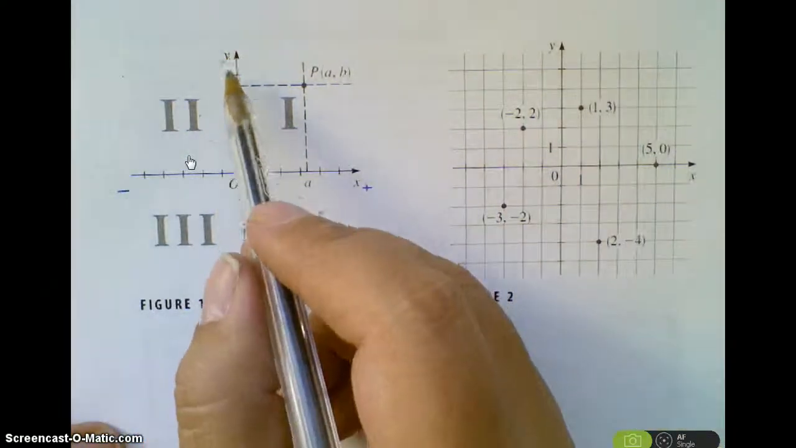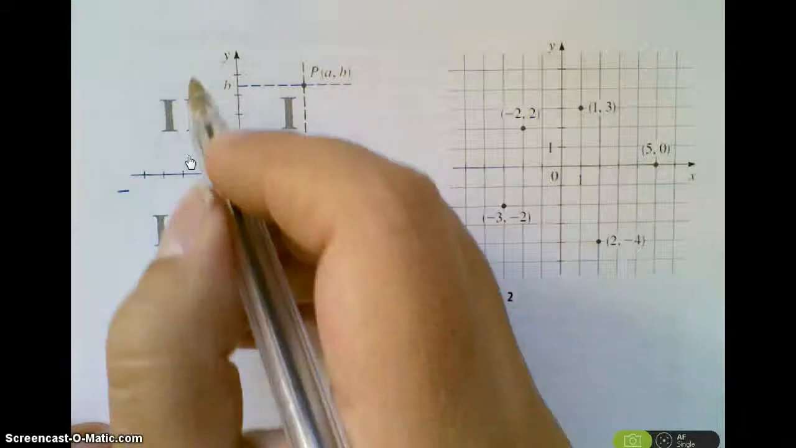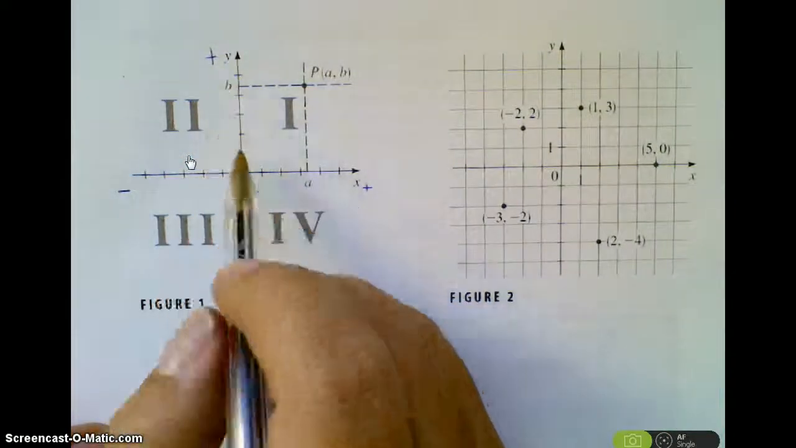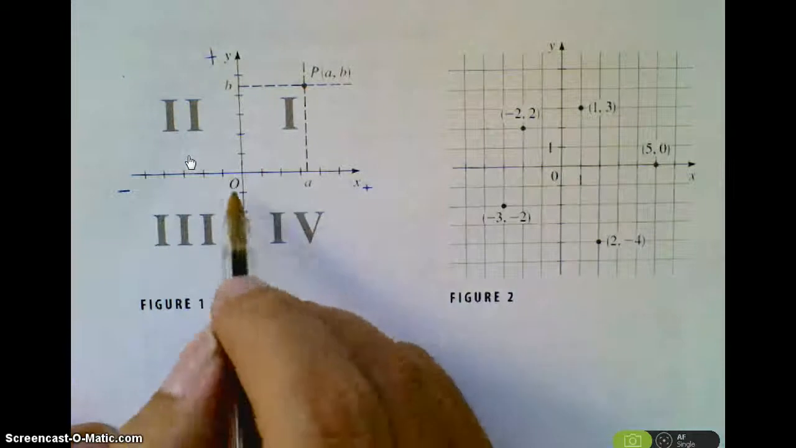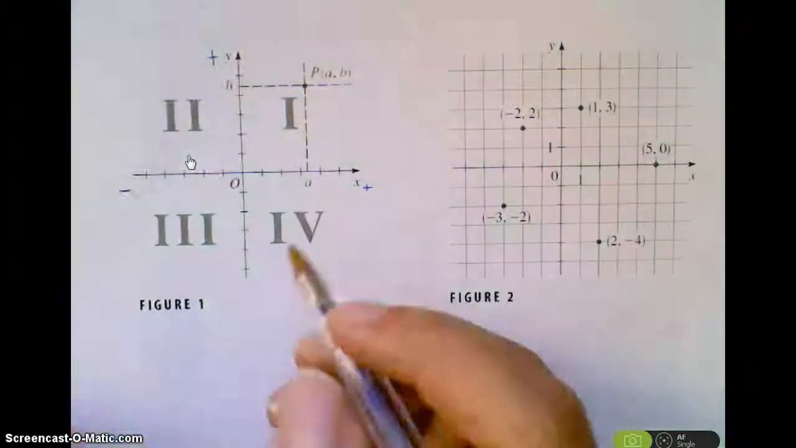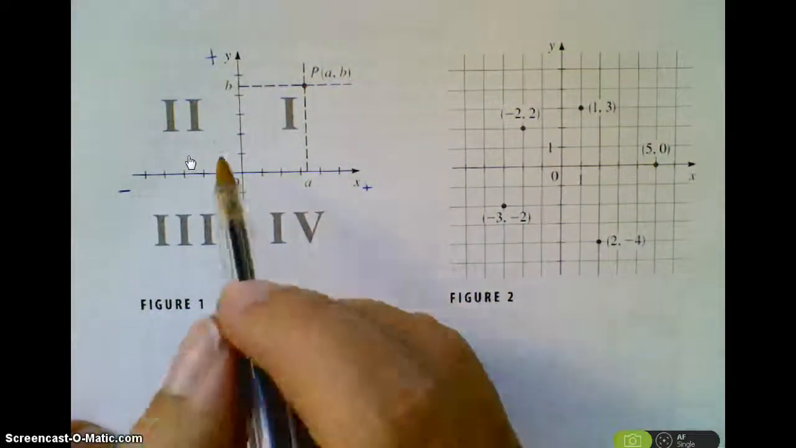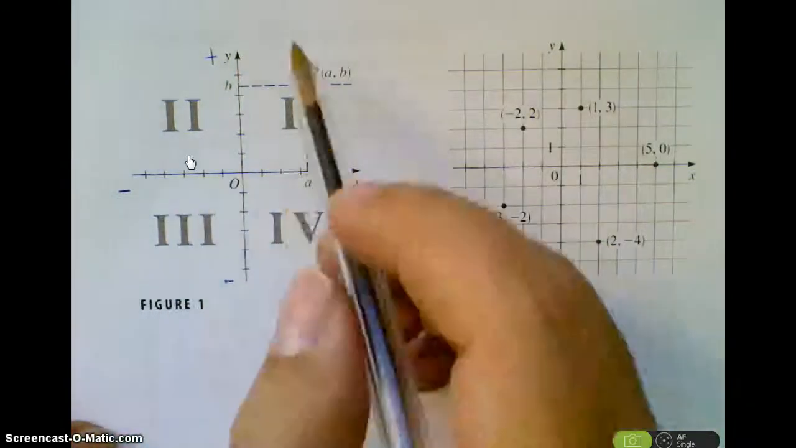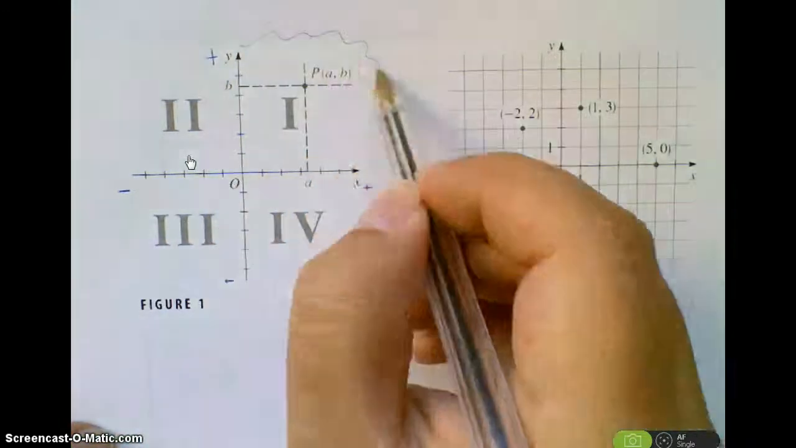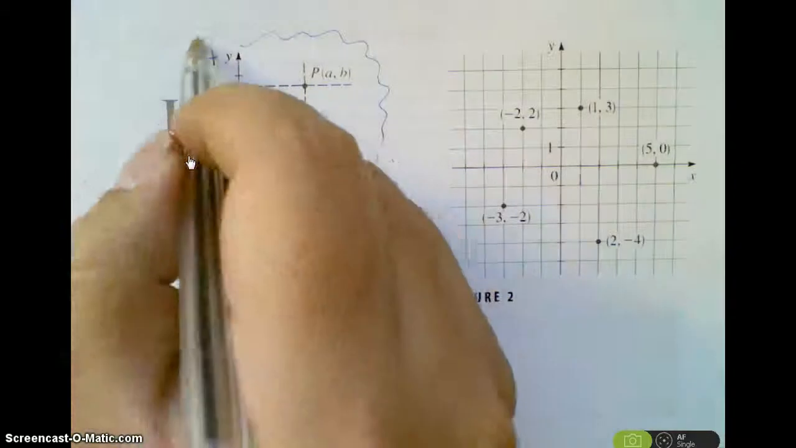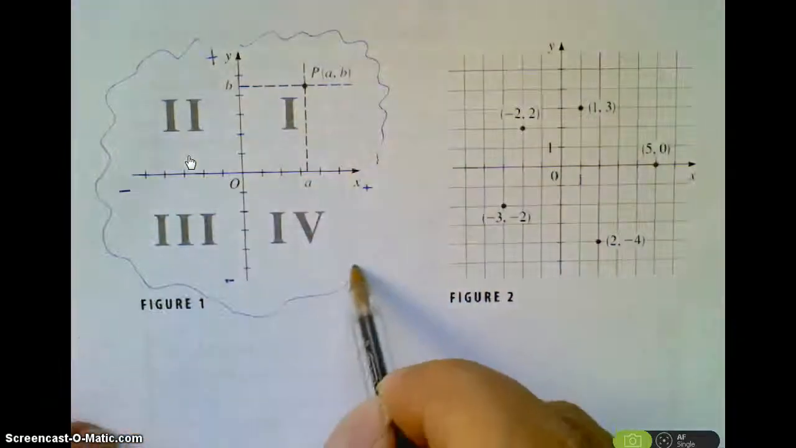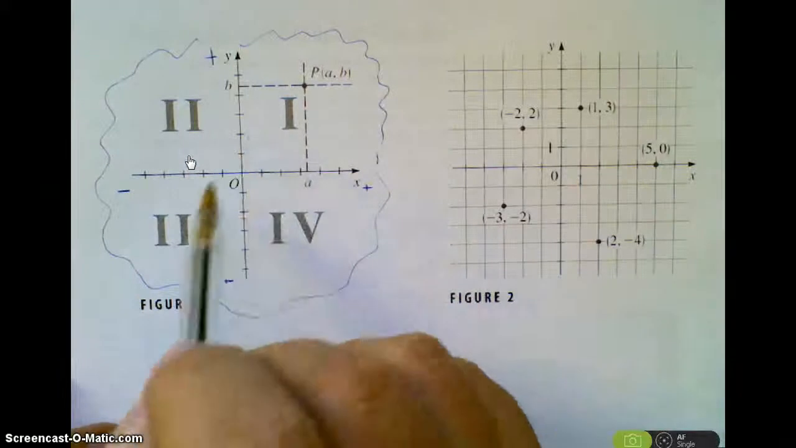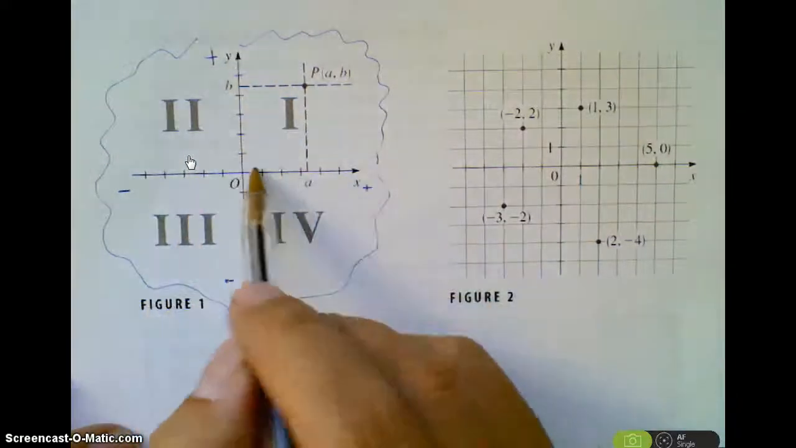And we have the y-axis that runs vertically, with the positive values above the x-axis and the negative values below the x-axis. This divides the space into 4 areas, but these areas are unlimited going this way. Remember that the space is unlimited, but these 4 areas have boundaries on these sides.